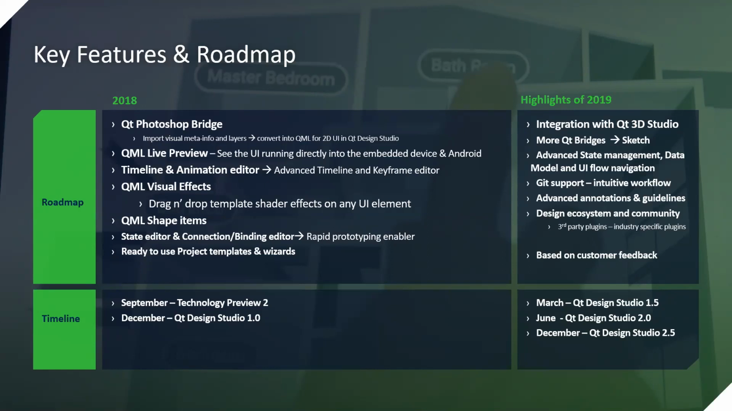In regards to the timeline, the technology preview is being released early next week, so please stay tuned, news will come. We're also looking to create a second technology preview around September. In December, we are looking to release Qt Design Studio version 1.0. For 2019, we're looking at March, June, and December as target dates for the next versions of Design Studio.